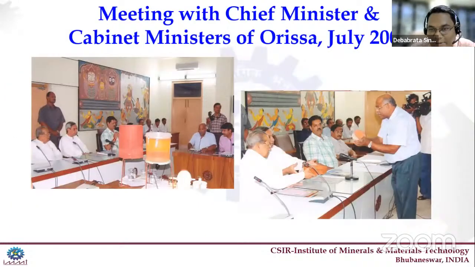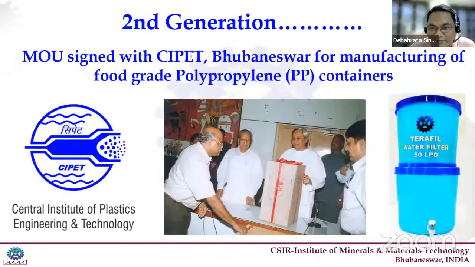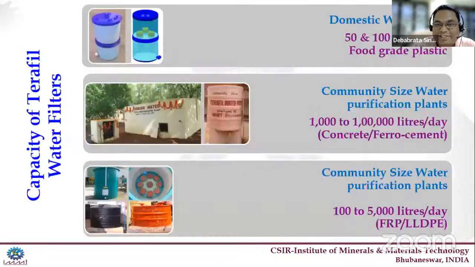After that, he optimized and modified the technology a little bit, and again he demonstrated the technology during 2006 to the Chief Minister of Odisha at that time. And after that, a full-fledged product, the TerraFill water filter, came into the picture in 2007 with a polypropylene food grade container that was developed by CIPET Bhubaneswar, and it was inaugurated during that period. So this is the initiation of the project.